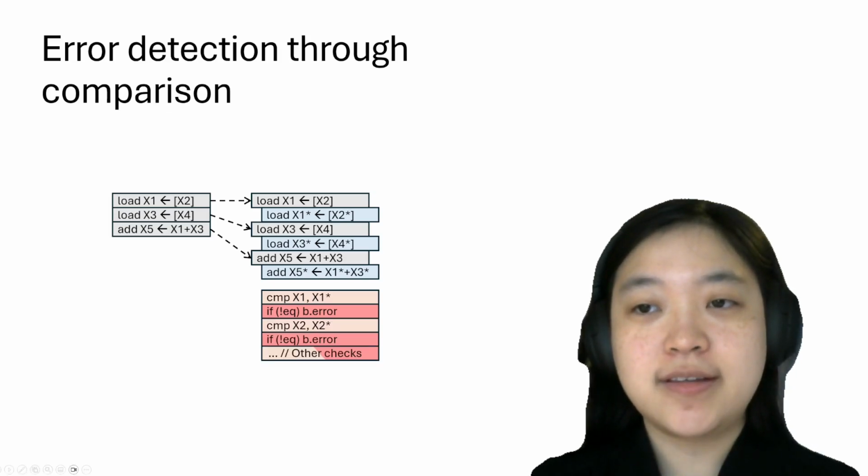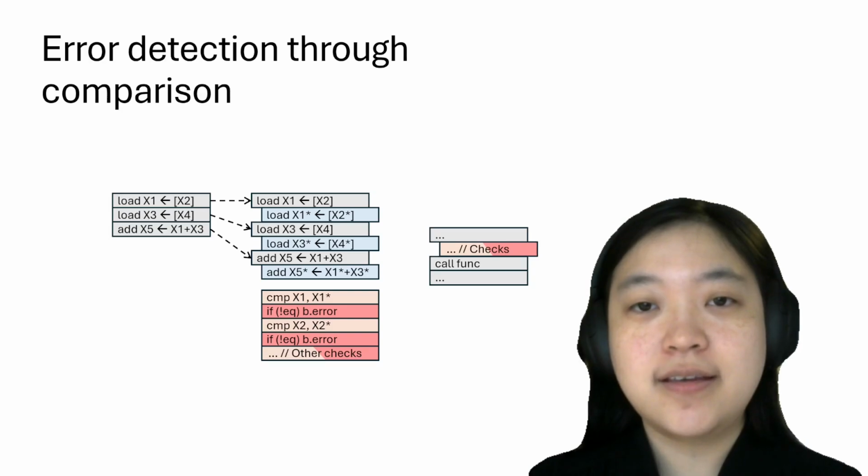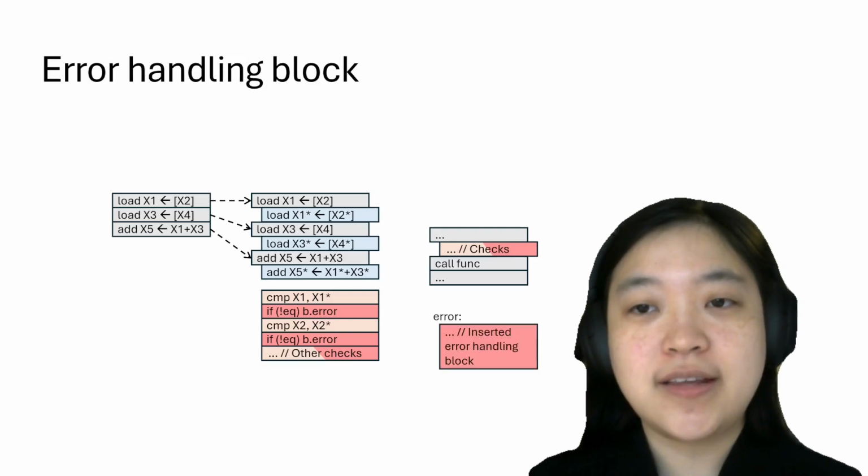The comparison is done on all registers for a thorough check, not just the destination registers. And in nZDC, this thorough check is usually inserted before a function call. And also, there is an error handling block that is inserted at the end of each function. This is where the execution would branch to when an error is detected, and users can insert whatever code they want to handle the error when it is detected.